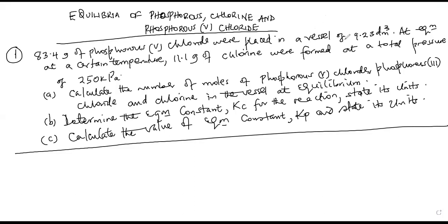So we have our first example here, and it is reading 83.4 grams of phosphorus 5 chloride were placed in a vessel of 9.23 decimeters cubed. When they say this mass was placed in this vessel, it means that after getting the moles, those moles will be for this. But remember, we'll be looking for moles in a decimeter cubed, or in 1,000. So we shall be dividing by 9.23 to get moles per decimeter cubed.